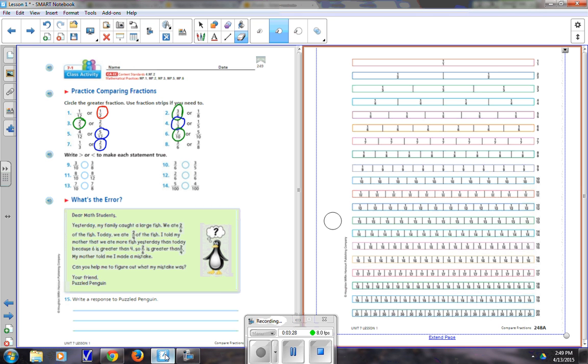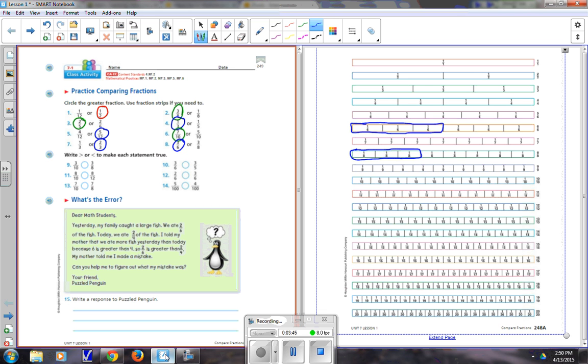3/6 or 3/8. Now you're talking about different sizes. So we want to look at 3/6 and 3/8. Which one's bigger? 3/6. So now we did the circling thing.